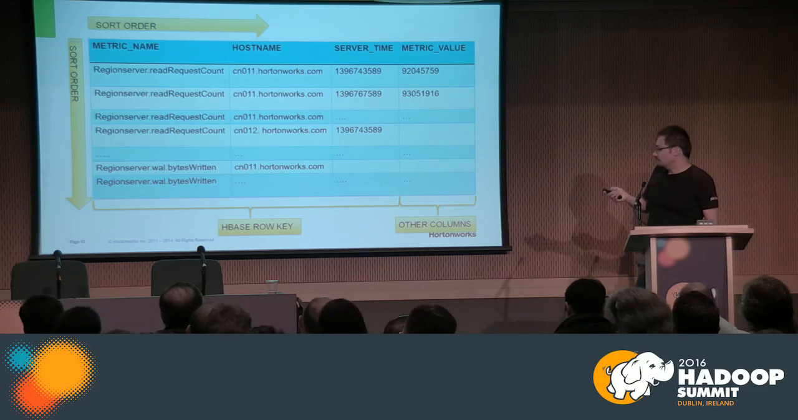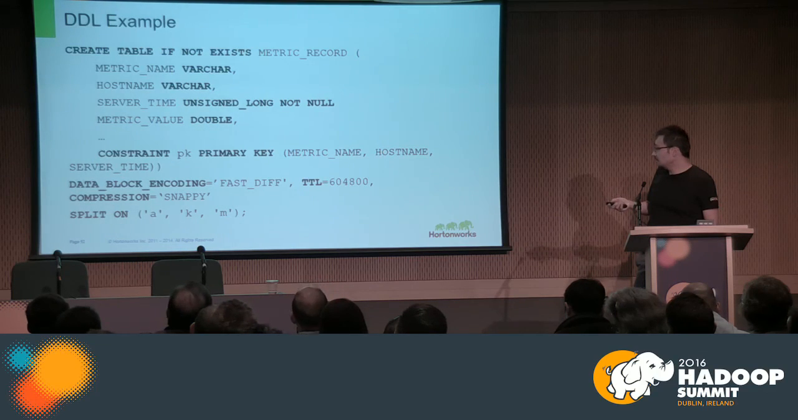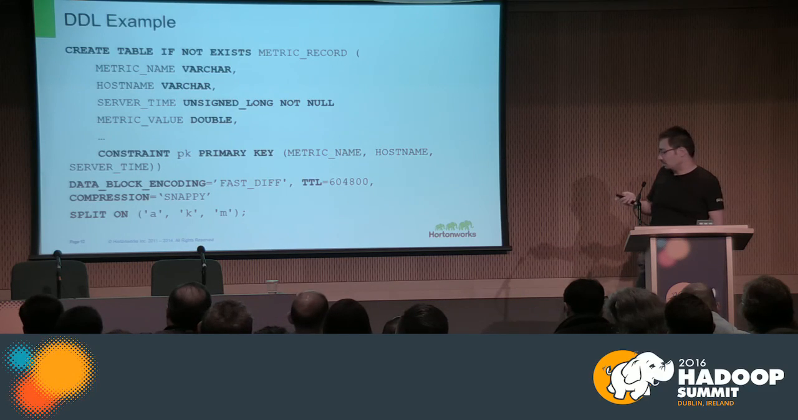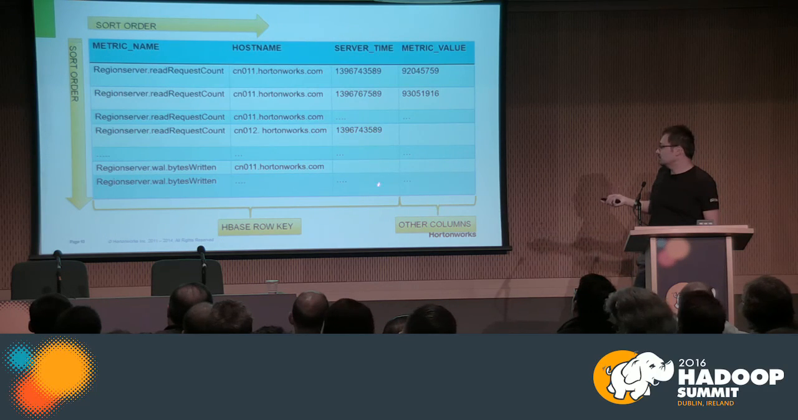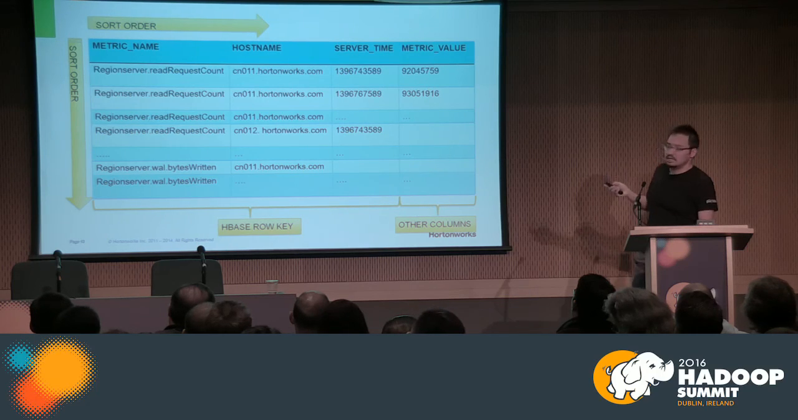And then when I was talking before about the primary key, as you can see, the primary key is composed of the metric name, host name, and the server time, right? So in this example, the primary key would be metric name, host name, and server time, which will become the HBase row key to the underlying HBase table. And then the other columns would be another HBase column.